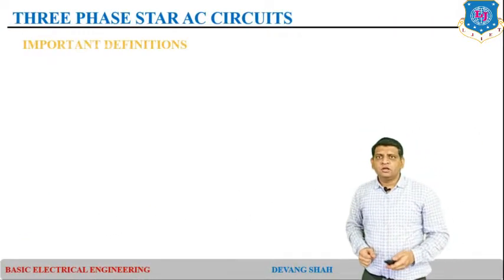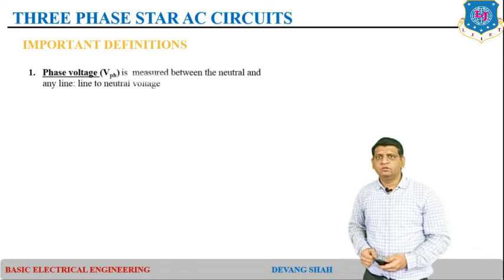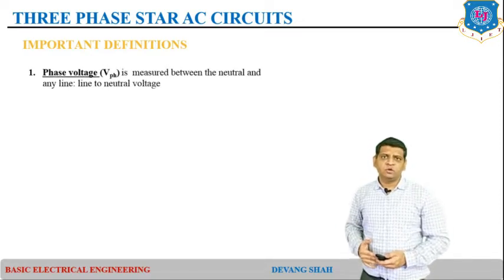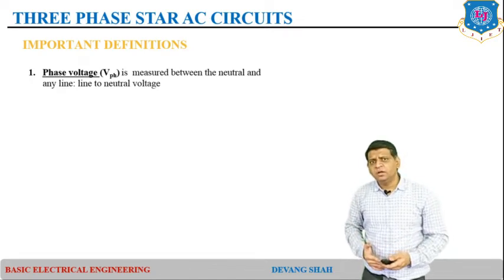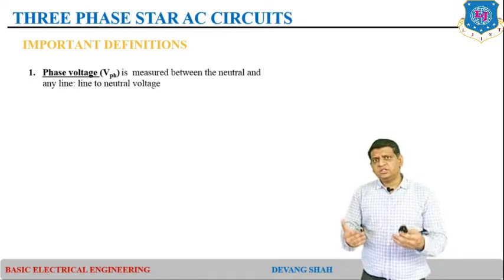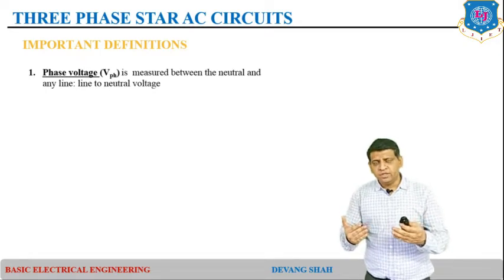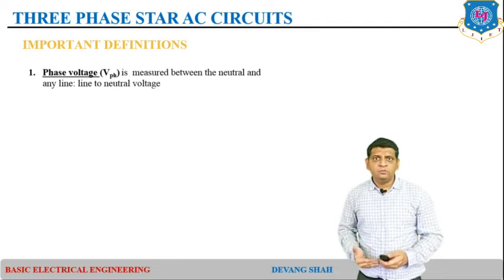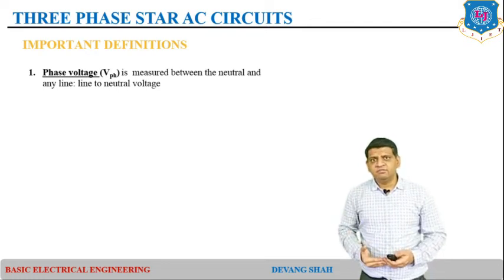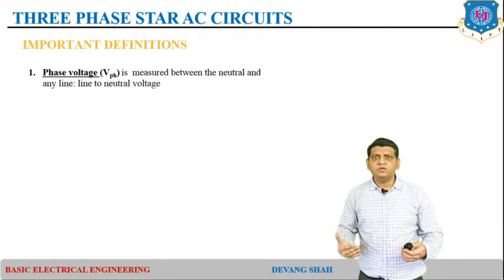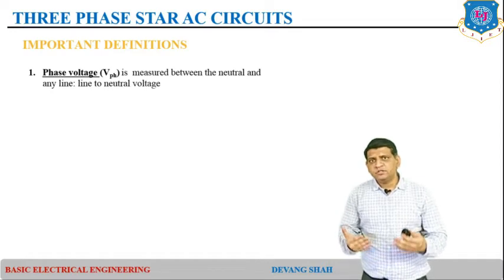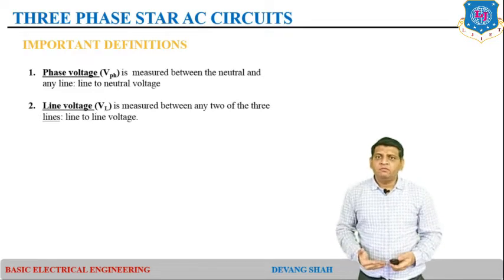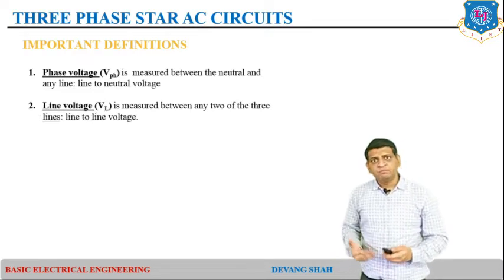If we consider the important definitions in terms of the star connection, one of them is the phase voltage. The phase voltage is the voltage difference measured between one of the lines and the neutral point. The voltage appearing across one of the phases is defined as the phase voltage. In the same way, the current flowing through one of the phases is defined as the phase current.